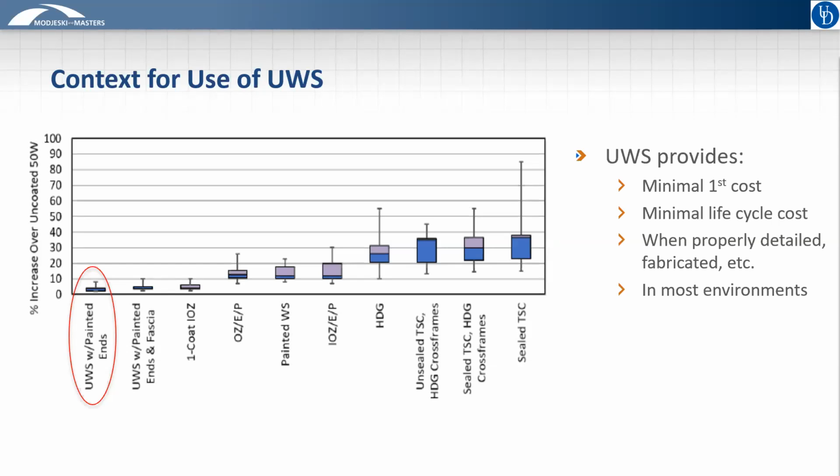For these reasons, the recommendation is that uncoated weathering steel should be the default corrosion protection system for steel bridges in environments where its use is appropriate and when it is properly detailed, which will be some of our main discussion points for today.